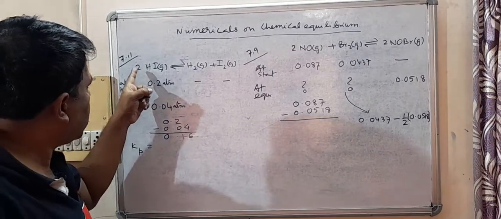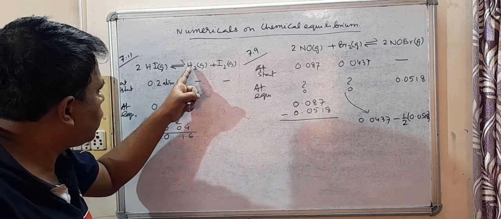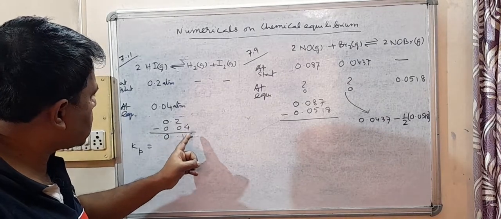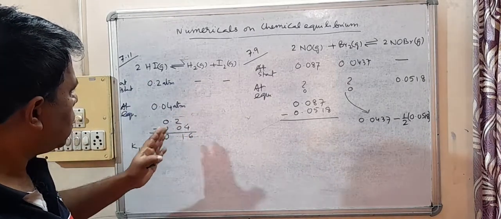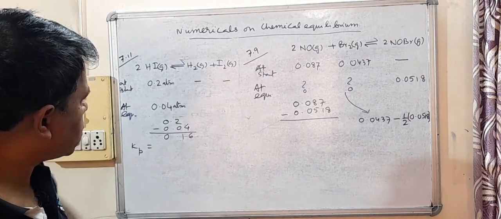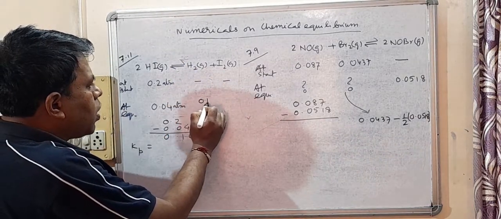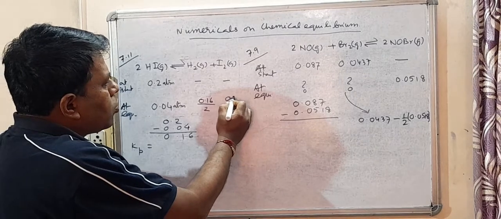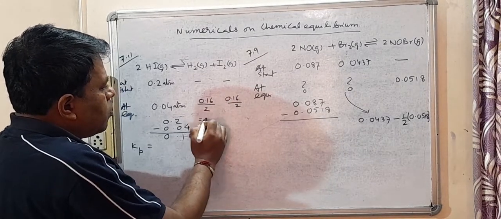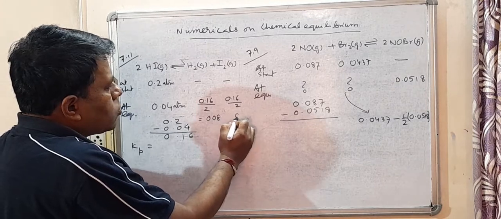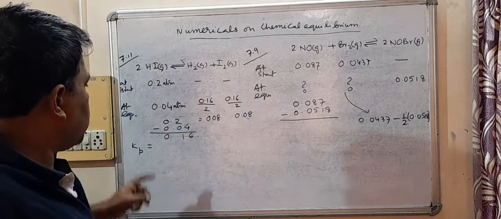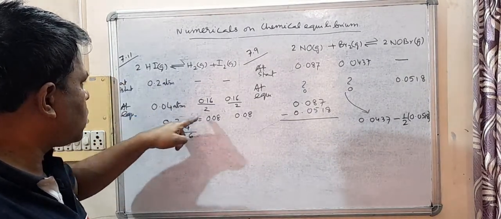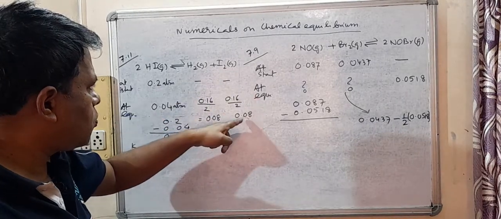Now 2 moles of HI form 1 mole of H2 and 1 mole of I2, and if 0.16 of HI has reacted, the pressure of H2 will be 0.16 divided by 2. Similarly for I2 also it will be 0.16 divided by 2. So this value will be 0.08, and this value also will be 0.08. So at equilibrium we have HI 0.04 atmosphere, H2 0.08 atmosphere, I2 0.08 atmosphere.